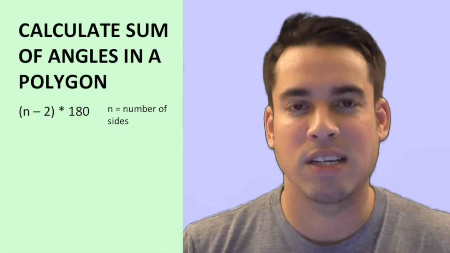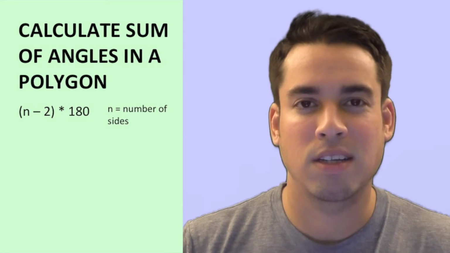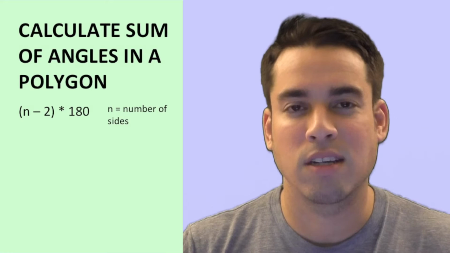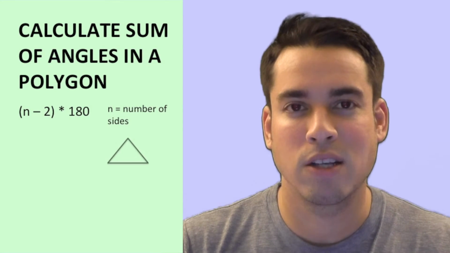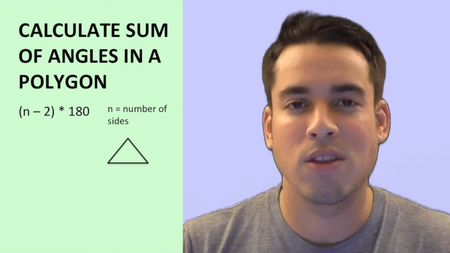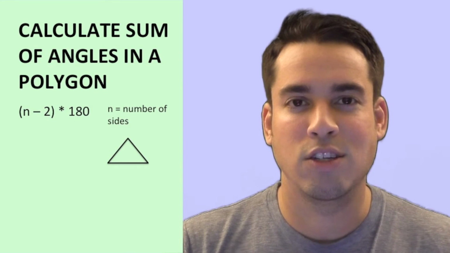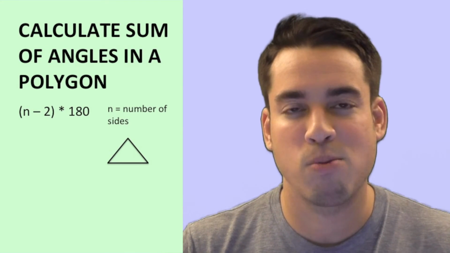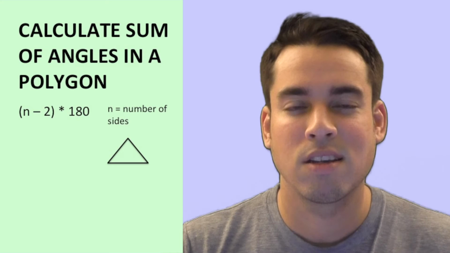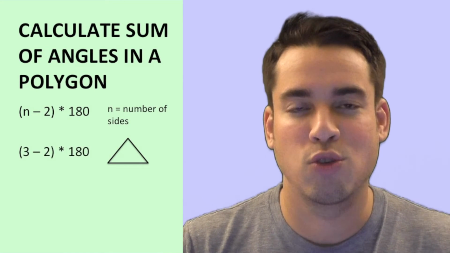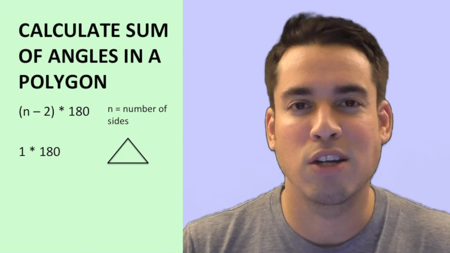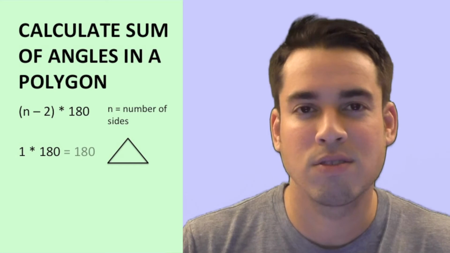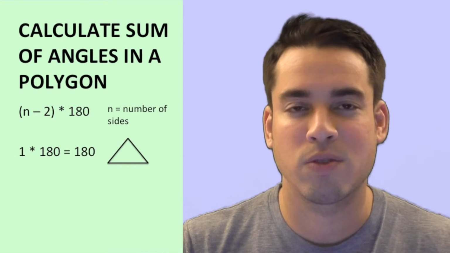And we can verify this to be true with a couple of polygons where we know what all the angles add up to. So let's think about that for a second. Triangles, as you should know, all the angles add up to 180 degrees. So if we plug it into this formula, a triangle has three sides. So we take 3 minus 2, and that gives us 1, times 180. There you go, gives us 180. Okay, so it works for that case.